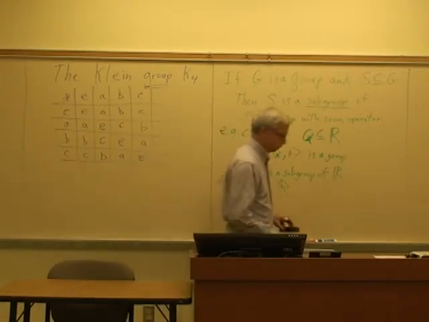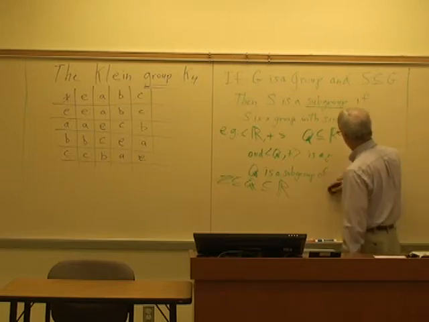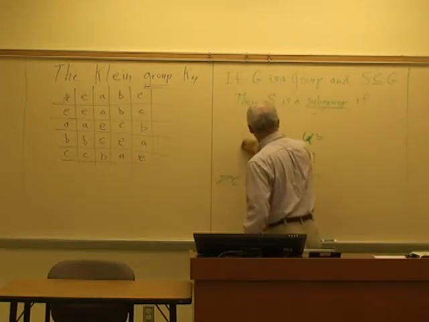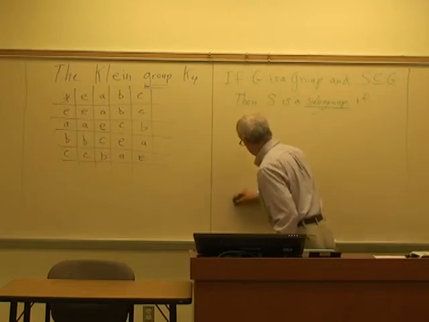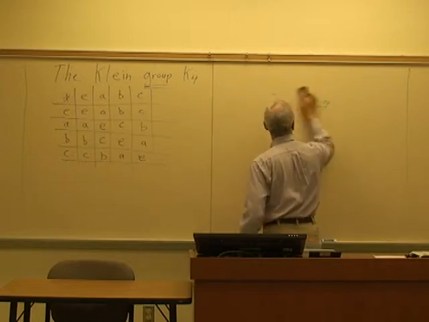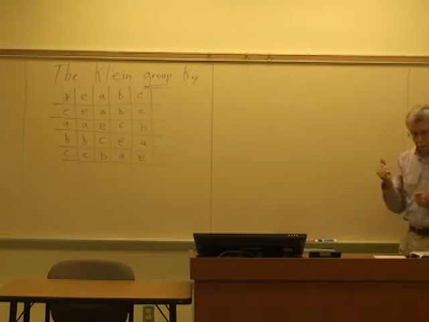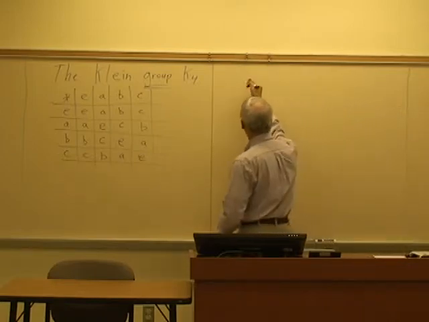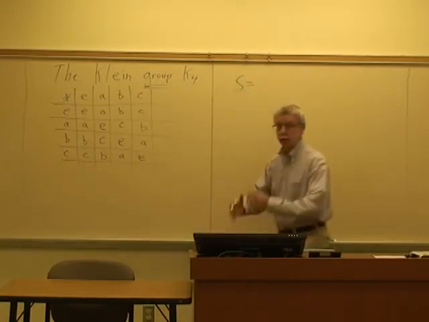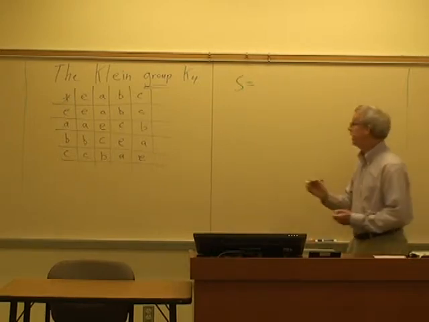Okay. Let's look at finding subgroups of a Klein group. It's a little more concrete when you have a finite number of elements. How do I make subgroups? Well, I want my S. What's got to be in there, obviously, if it's going to be a group? E, the identity, right?